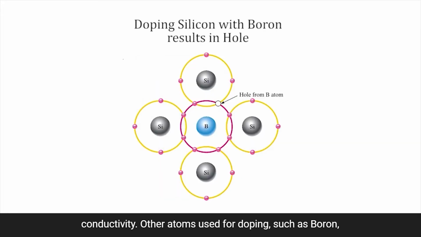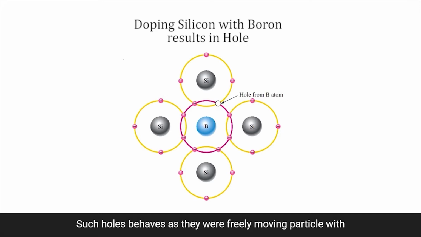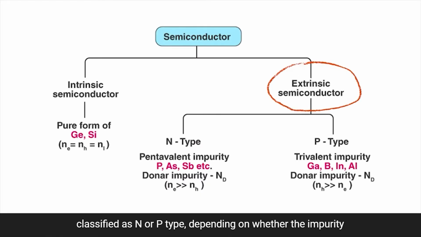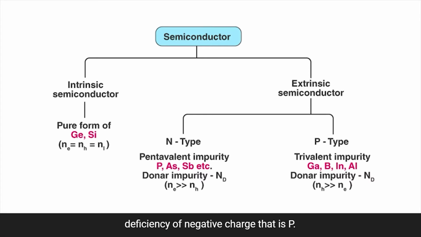Other atoms used for doping, such as boron, have 1 less outer electron than silicon. When they are substituted for some of the silicon atoms, each captures 1 electron from a neighboring silicon atom, leaving an empty space, or a hole. Such holes behave as if they were freely moving, positively charged particles, and thus they also serve to increase the silicon conductivity. An extrinsic semiconductor is commonly classified as N or P type depending on whether the impurity added has an excess of negative charge, that is N type, or a deficiency of negative charge, that is P type.